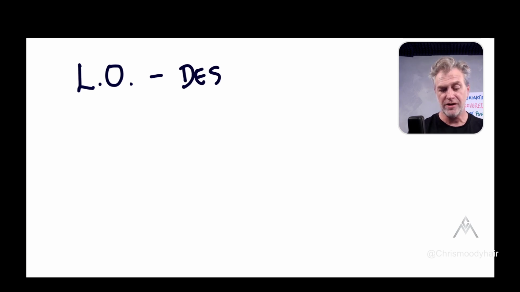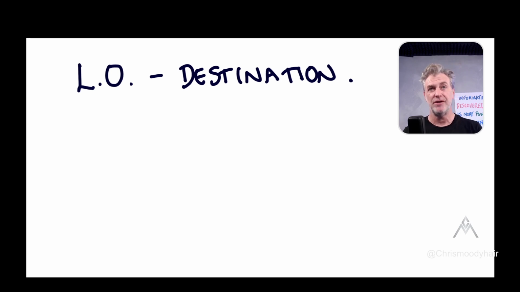First and foremost, the best way of avoiding it is to come up with something we call a learning objective. I'm just going to put an LO here, learning objective. A learning objective is really your destination. Where do you want your learning to end up? Where do you want your learners to be at the end of this session? If you've got a destination, it can really help you figure out when you're going off track, and more importantly, how to get back on track.